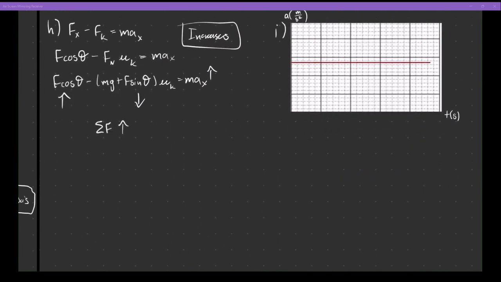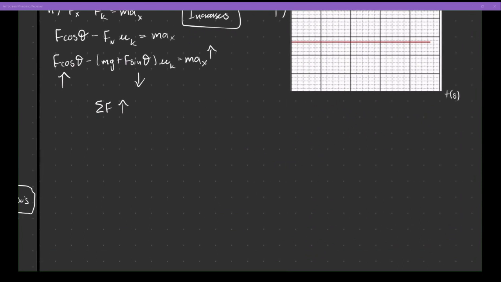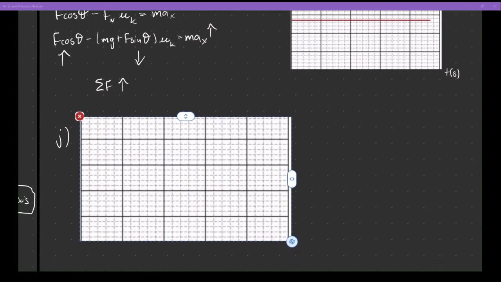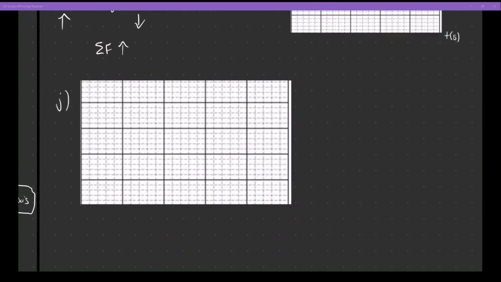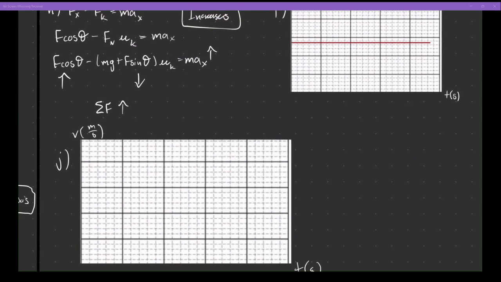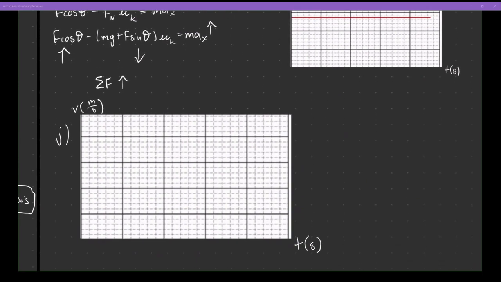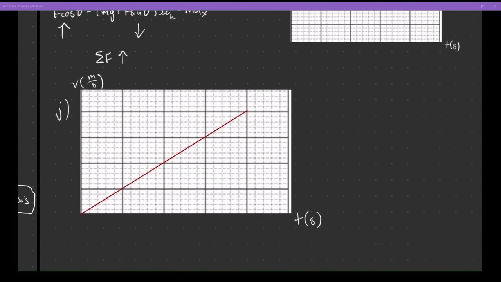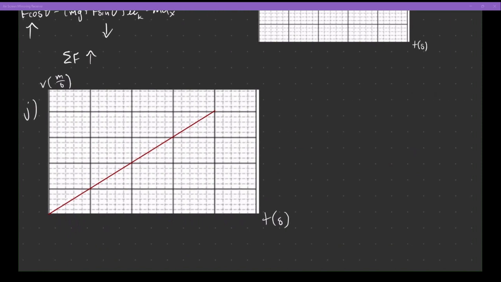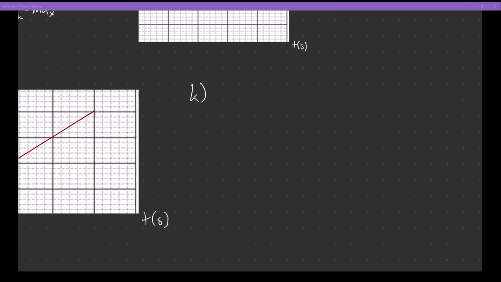Now for part J, paste this in again. As for the velocity versus time graph, so this is time down here in seconds, and this is v, meters per second. And so since the acceleration was a horizontal line, that means that the velocity graph is a linear increasing line like that.